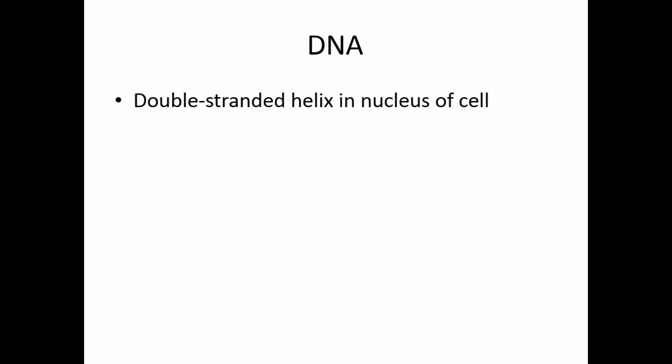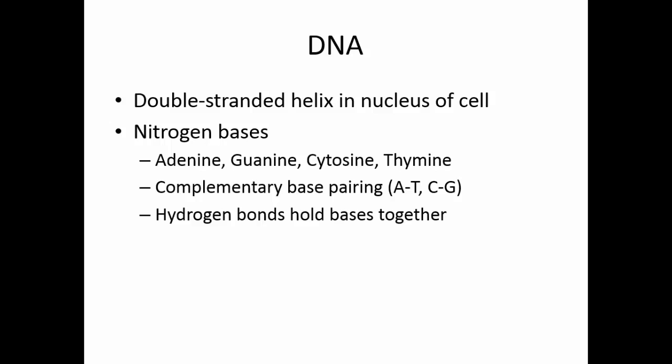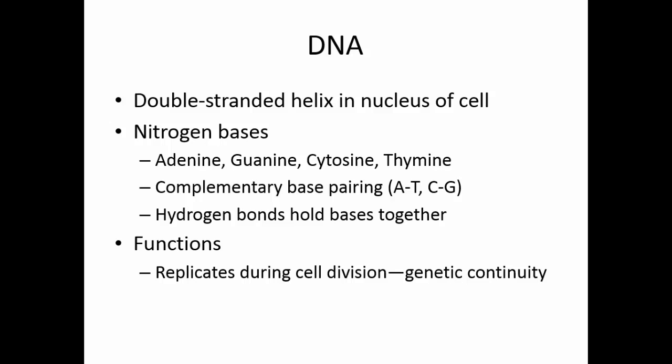DNA is a double-stranded helix. It's found in the nucleus of cells. The nitrogen bases in DNA are adenine, guanine, cytosine, and thymine. DNA sticks together because of complementary base pairing. Adenine always pairs with thymine, and cytosine always pairs with guanine. Hydrogen bonds hold the bases together. During cell division, DNA has to replicate. This allows us to pass on the genetic information to the next generation. Also, it provides the genetic code for making proteins.